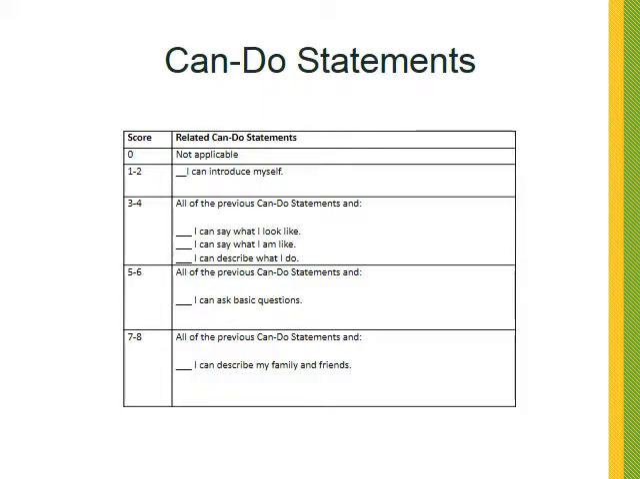At the 5-6 level, it's important for students to start inquiring about others. So that student must also be able to ask basic questions. And at the 7-8 level, we expect students to also be able to describe family and friends.